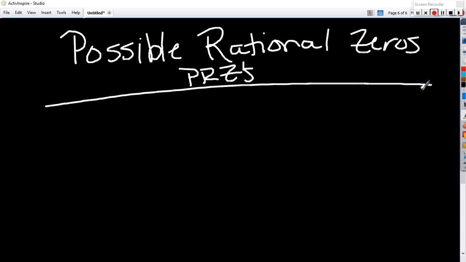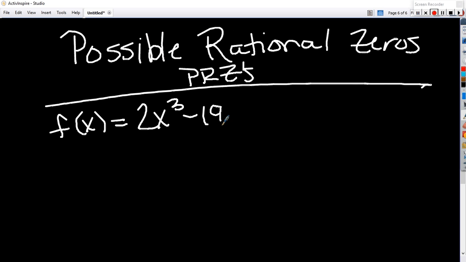Let me give you an equation. 2x cubed minus 19x squared plus 50x plus 30. So if I asked you to find all the zeros of this function, you'd probably look at it and go, well, I could set it equal to 0. I could try to factor it. That doesn't work. So I'm kind of at a loss, right?